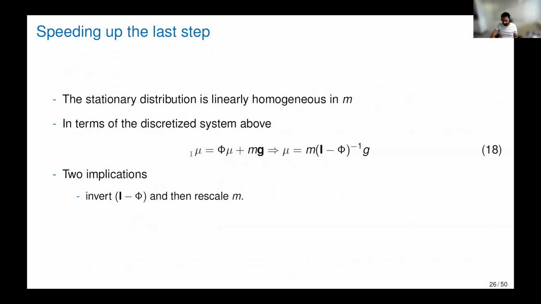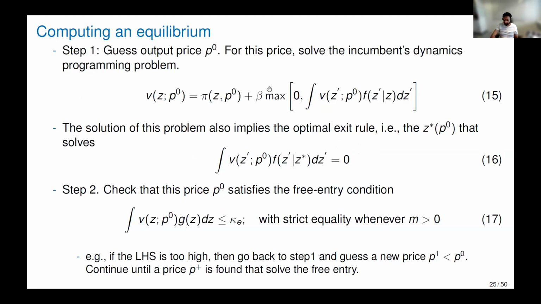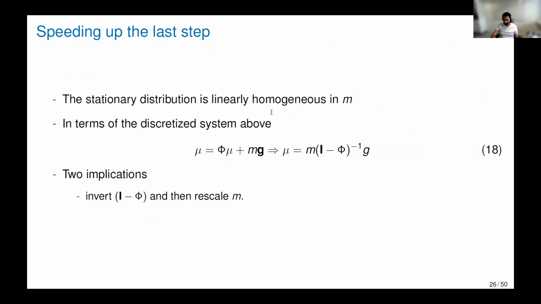You know the law of motion of firms, the distribution of firms is given by this equation, which you can invert. So if you take phi times mu on the left hand side, you can bring back the inverse of I minus phi on the right hand side. So your mu is nothing but M times (I minus phi) inverse times g. So you know phi because you know that Z threshold from here. You know G is exogenous.